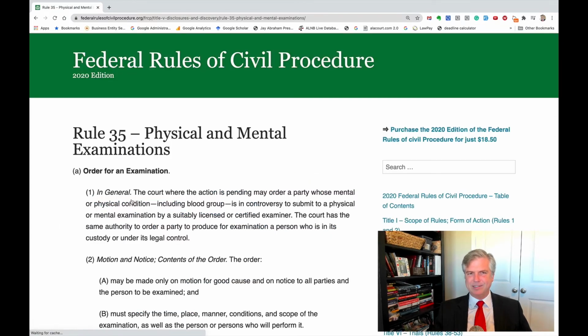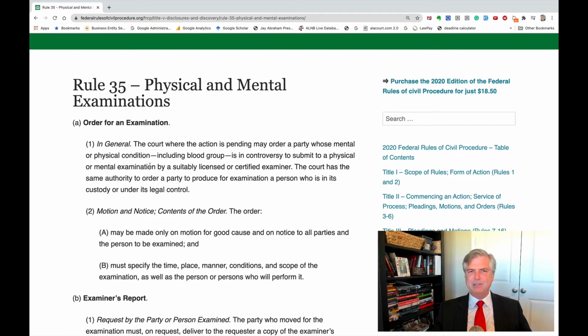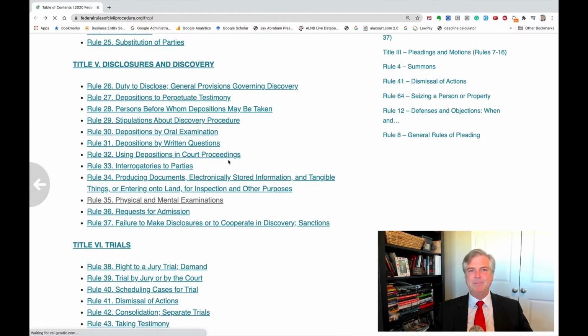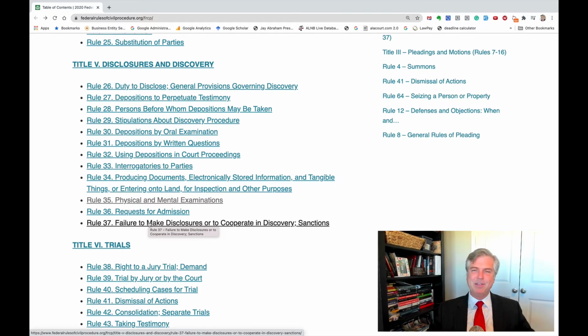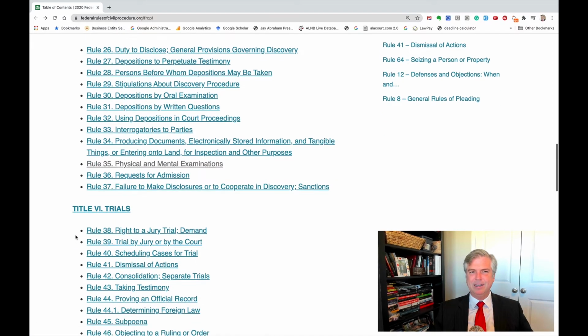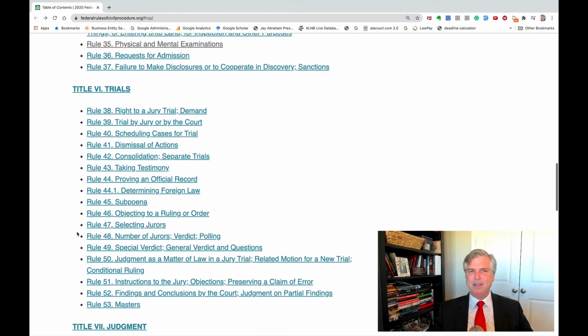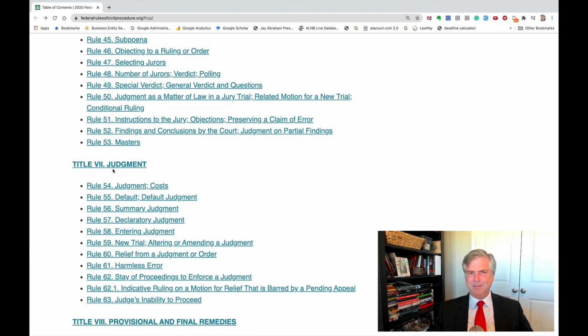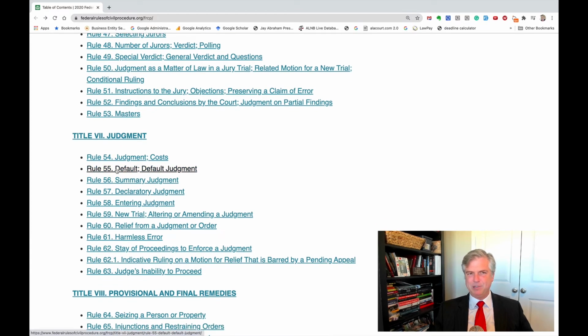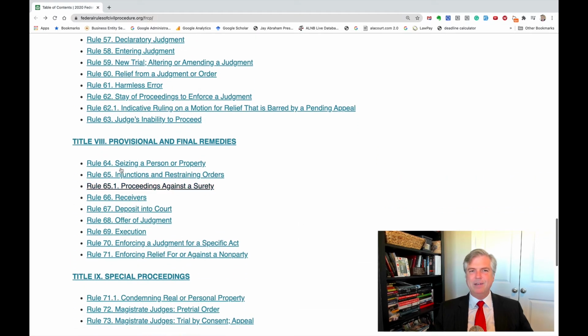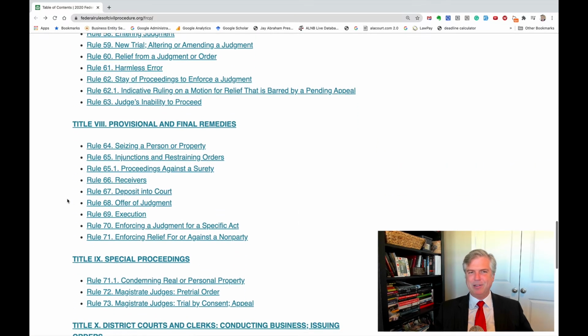And let's just look at this. It's not used very often, but maybe there's a mental or physical condition in controversy. So how do we get the ability to have a doctor examine somebody? Rule 36, request for admissions. Rule 37, what if somebody's not responding properly? How do you compel them to answer? Well, this tells us. Then Title 6 is all about trials. Title 7 is about judgments. So we have default judgments, Rule 55. Rule 56, summary judgment. That comes up a tremendous amount. And then we have some in Title 8, some other things.